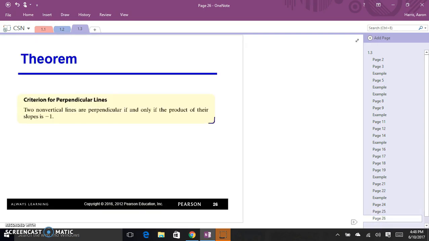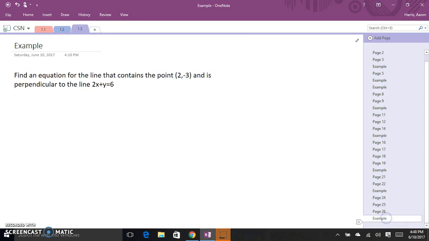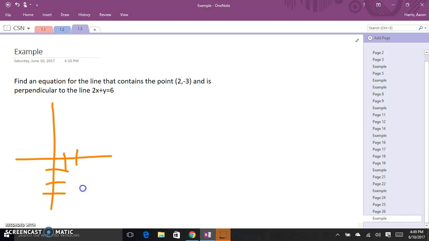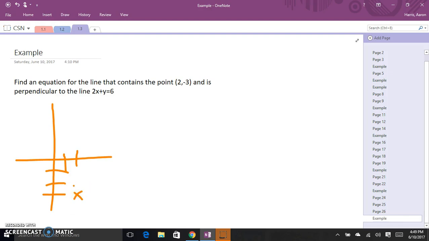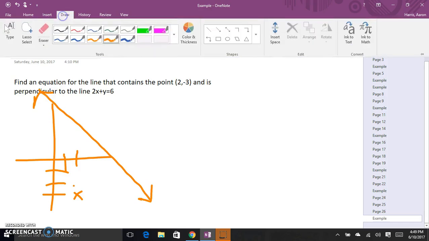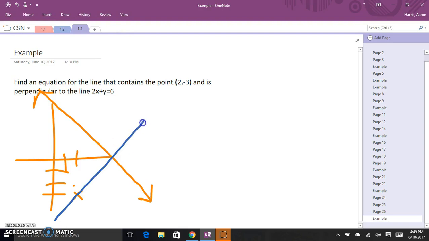Okay, so let's do an example. Let's do that same example. We've got an equation of the line. It goes through (2, -3) again. All right, here's the point. It's got to be (2, -3) this time, and here's our 2x plus y equals 6. So this time we want the equation of the line in blue. What's the equation of this line in blue? And it's got to be perpendicular to the orange line in this case, right?